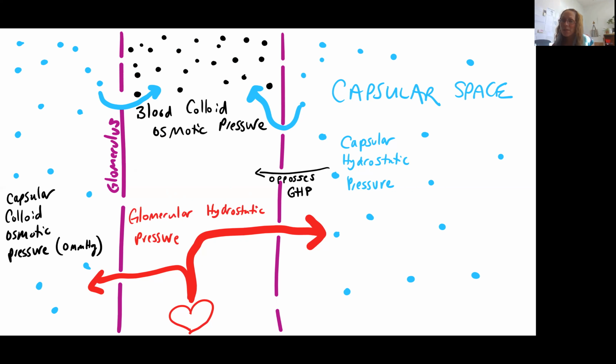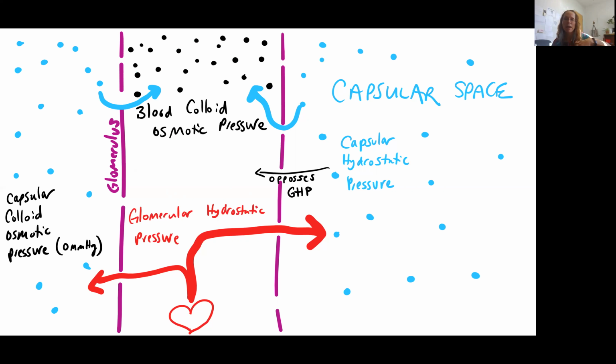But not everything is going to leave, because that capsular space already has some stuff in it. It's not empty. So because there is some material already in the capsular space, we can call that the capsular hydrostatic pressure. That's going to oppose some of that exiting from the glomerular hydrostatic pressure. So it's going to reduce some of that force that's pushing material out. So we don't have quite as much leaving as you would have if that space was completely empty.